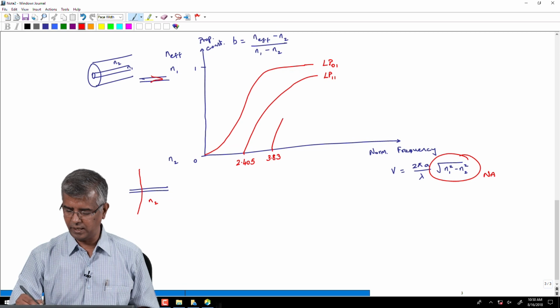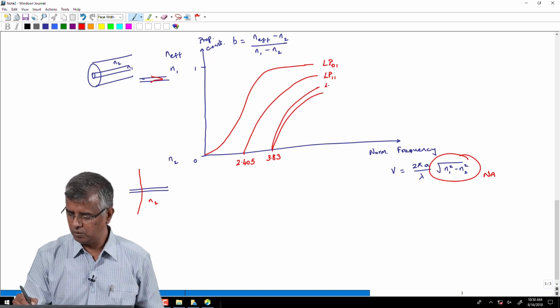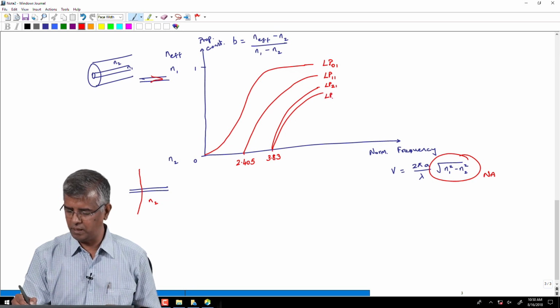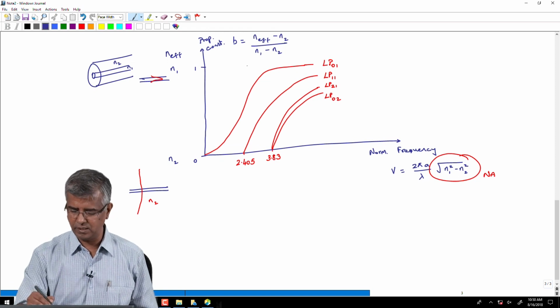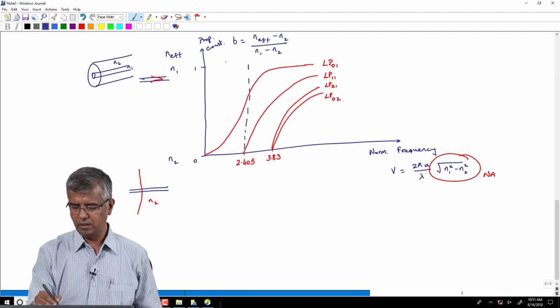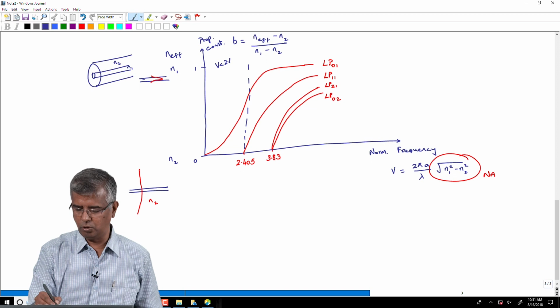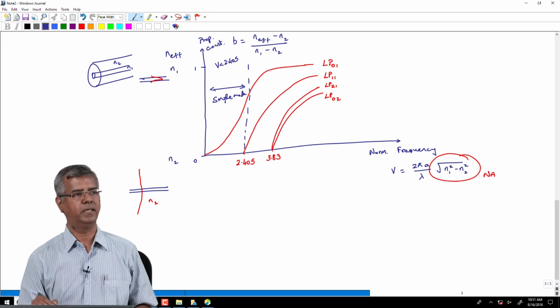3.83 you will see a couple of other modes come into the picture. One is called LP21 mode and another is called LP02 mode. So, essentially what we are saying is, if I manage to stay within this region, V number of less than 2.405, then I have only one mode that is propagated.